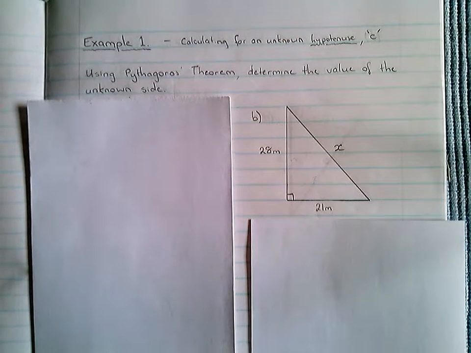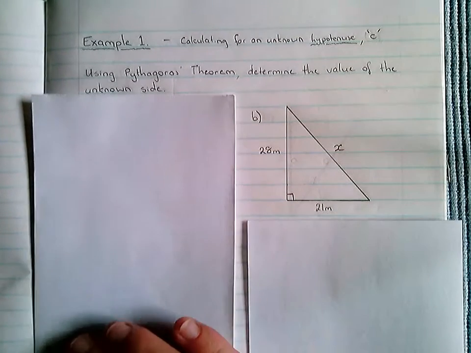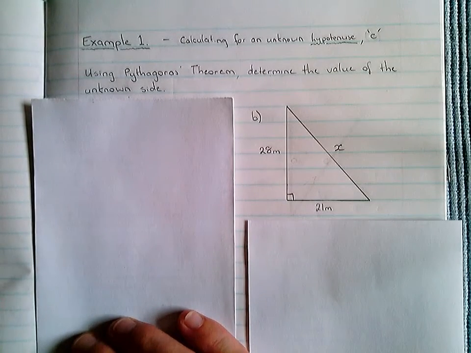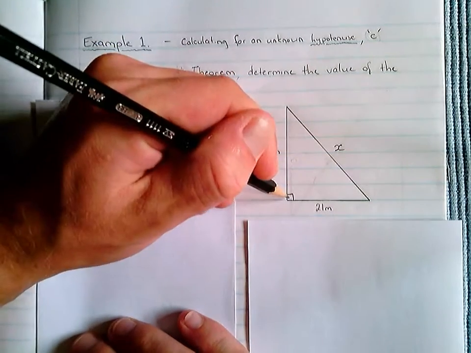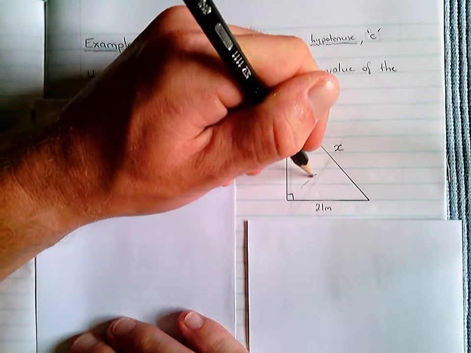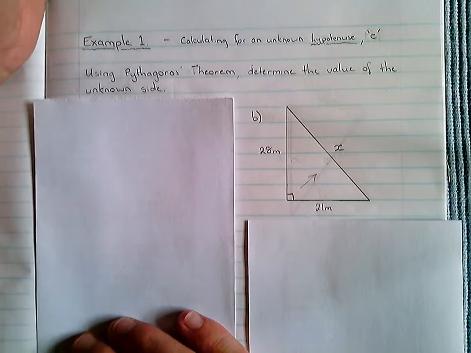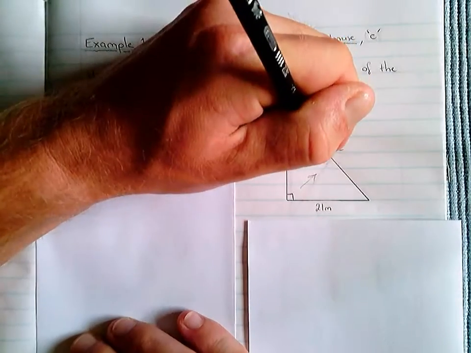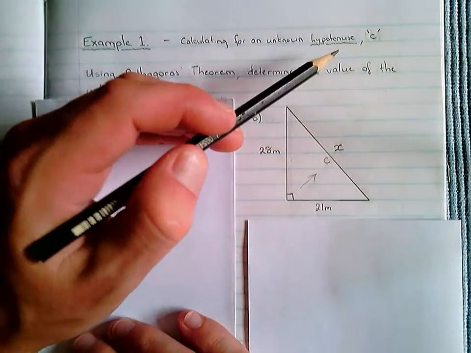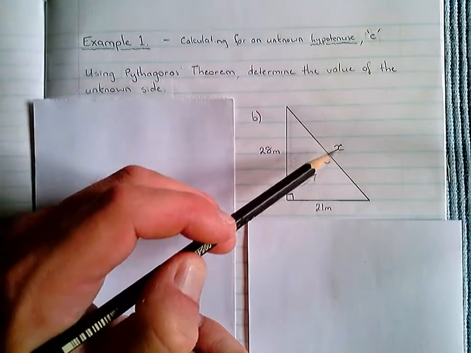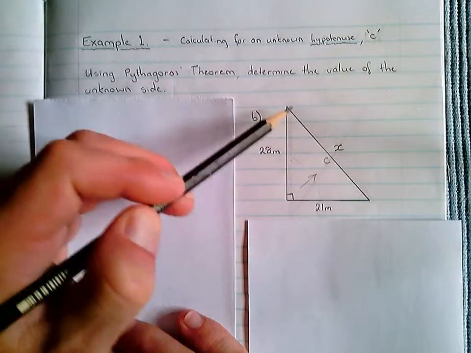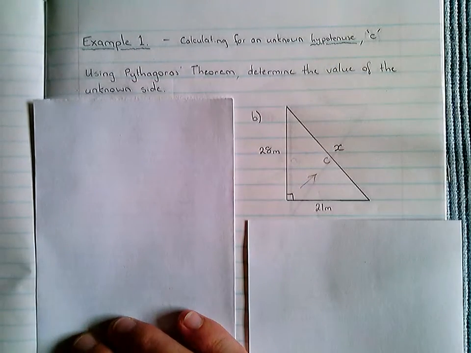Just like the previous question, step 1, we need to label the triangle with our sides C, A and B. Now C is the important one. I'm not too concerned about A and B, so we'll start with C. Here's our right angle, and C, our hypotenuse, is always going to be located opposite that right angle. And this is obvious in the question, that we're trying to find the unknown hypotenuse, which is x. So this is obviously our hypotenuse. The hypotenuse is also the longest side, so one of those two methods for locating it will work.